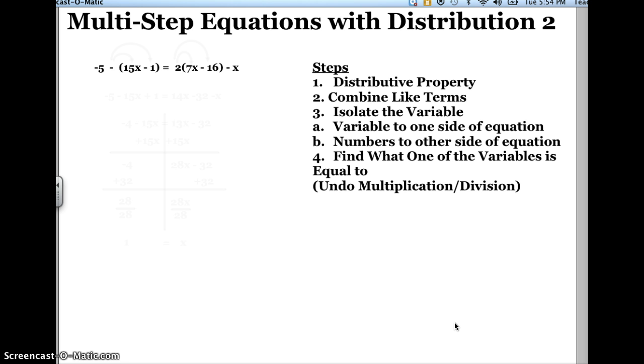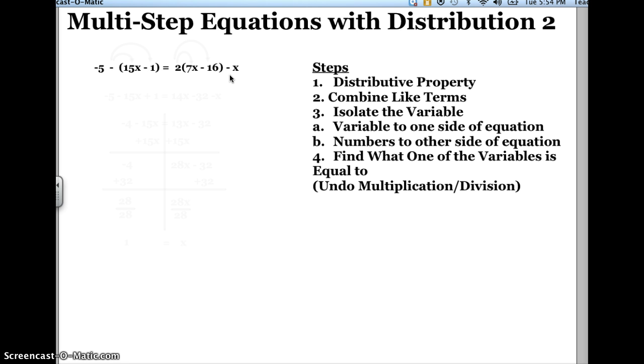Now the problem this time is -5 minus, and then inside parentheses, 15x minus 1. It's going to be the same as 2 times, inside parentheses, 7x minus 16, and then I'll have a minus x. Just like before, the first step is to use the distributive property to get rid of the parentheses.